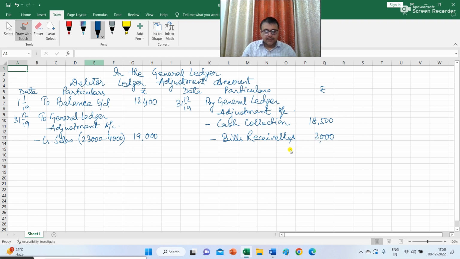Next is return from customer. Return from customer is sales return. So your journal entry is general ledger adjustment account debit to debtors ledger adjustment, and the purpose is to write the sales return rupees 380. Next is bills endorsed. So when bill is endorsed, it means it has been given to creditor, so not to be recorded in debtors ledger adjustment account.